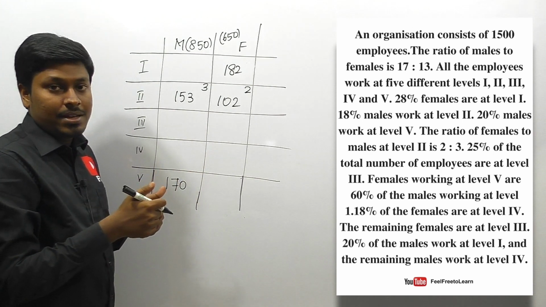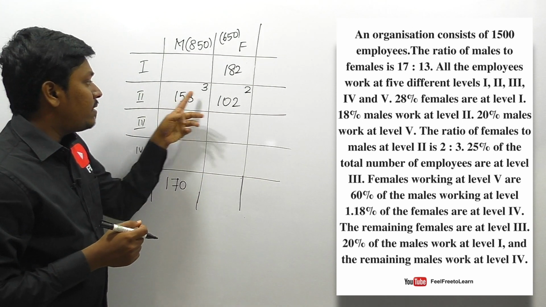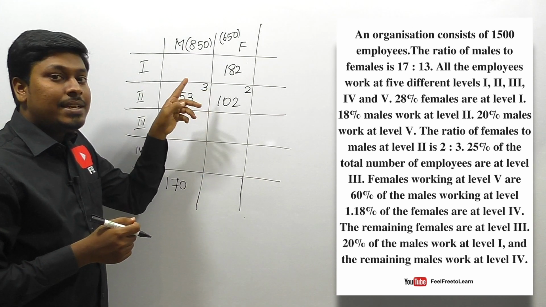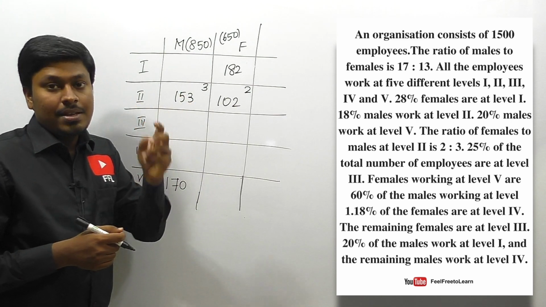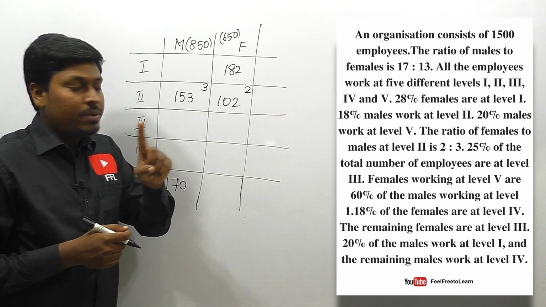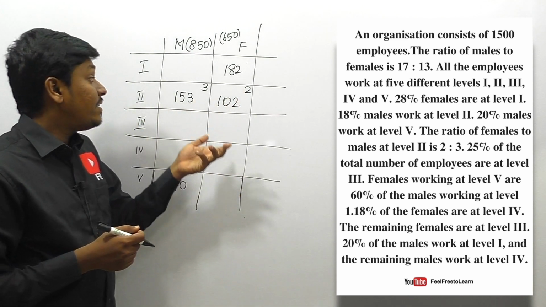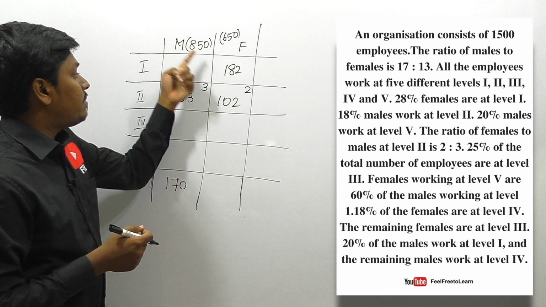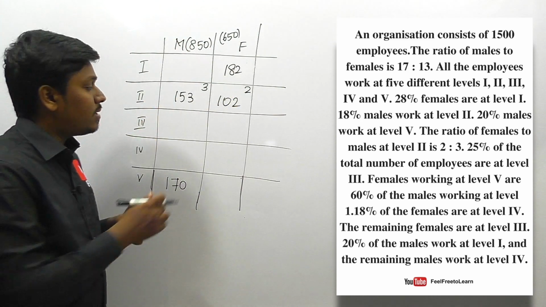Friends, can you able to understand this concept, right? So 153 will be 3 parts. So 153 divided by 3, the resultant will be 1 part. So 153 divided by 3, the resultant will be 51. So 1 part will be 51, 2 part will be 102. So finally we can say that level 2 females and males are in a ratio 102 and 153, right?